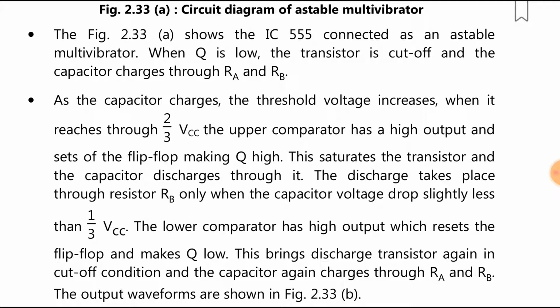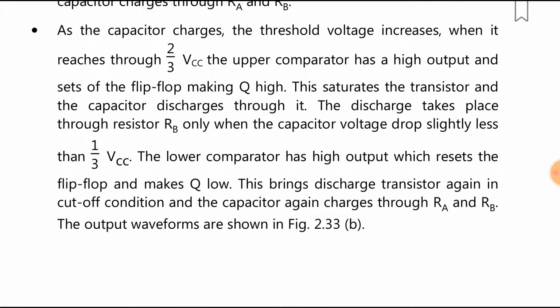When Q is low, the transistor is cut off and the capacitor charges through RA and RB. As the capacitor charges, the threshold voltage increases. When it reaches 2/3 VCC, the upper comparator has a high output and sets the flip-flop, making Q high. This saturates the transistor and the capacitor discharges through it.